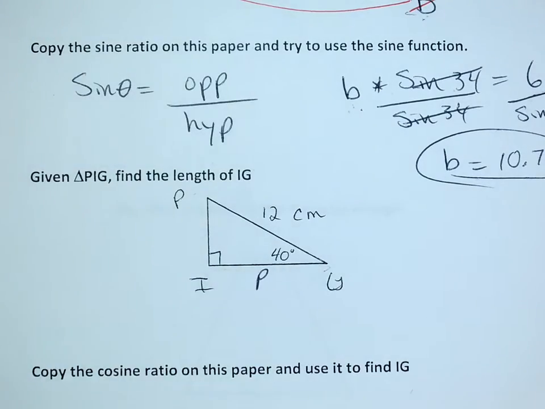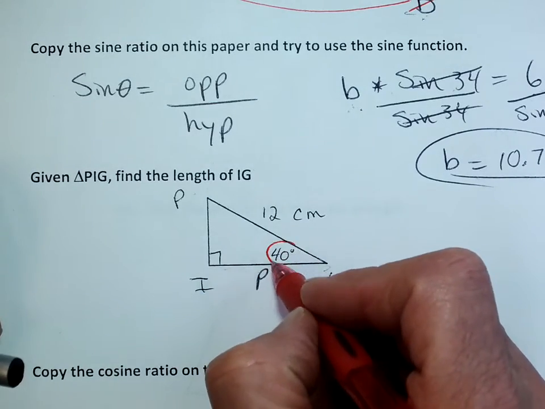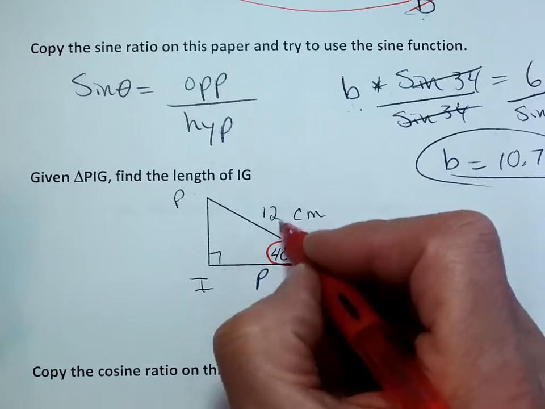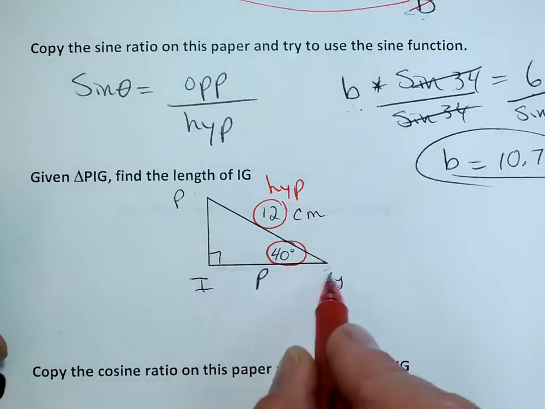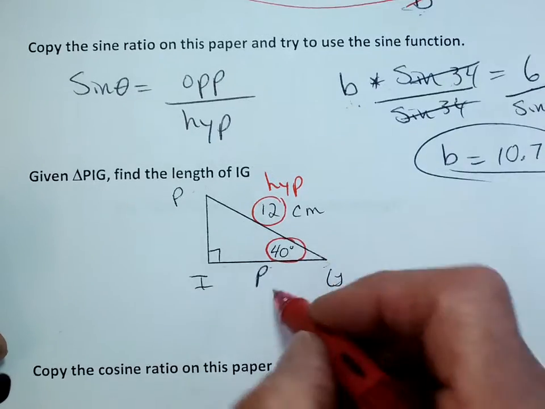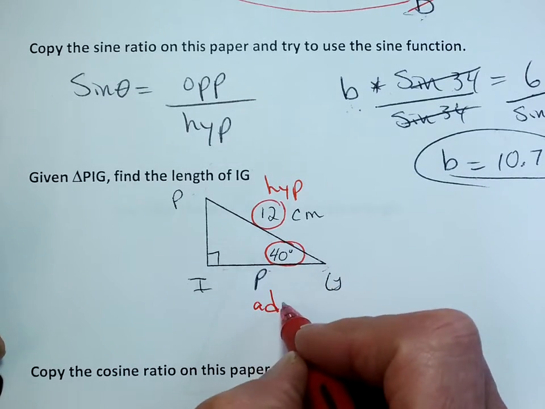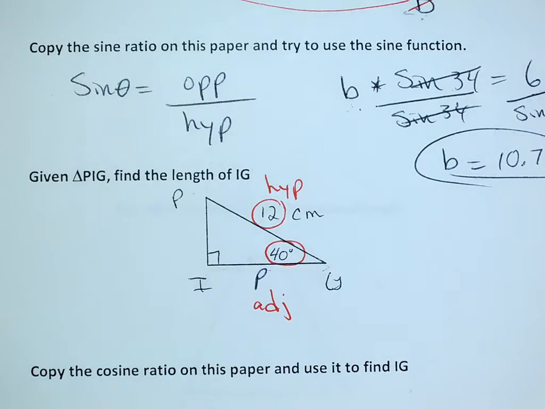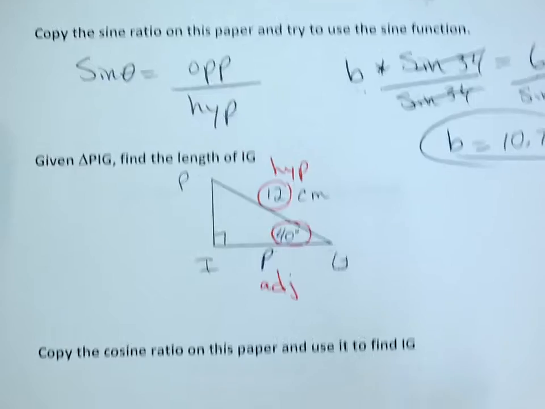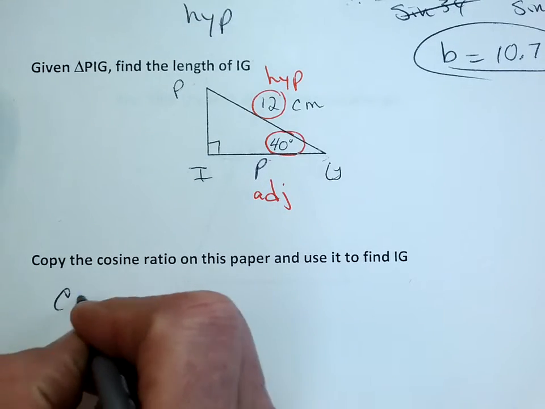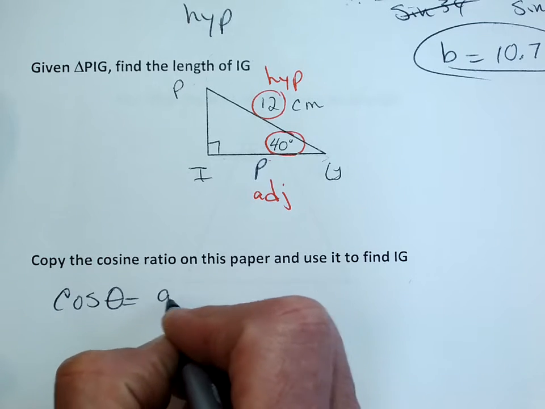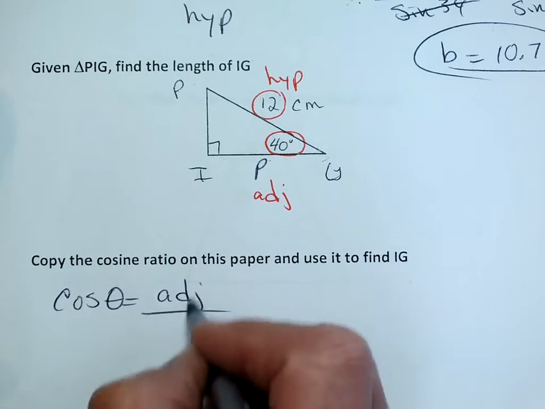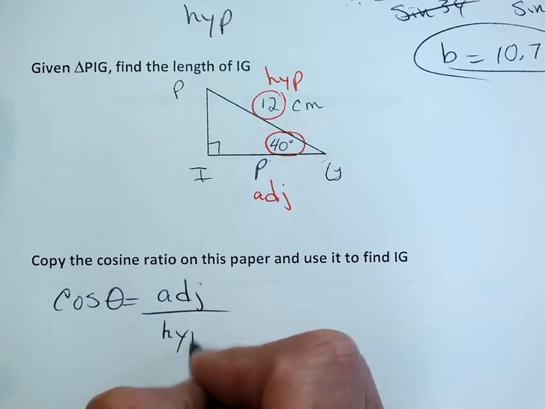So if we take a look at our angle, that's my theta, right? The 12 is definitely my hypotenuse, right? But the P, or IG, is the adjacent side. Yesterday, we talked about cosine. So the cosine ratio, we talked about cosine of theta as being the adjacent side over the hypotenuse, okay?